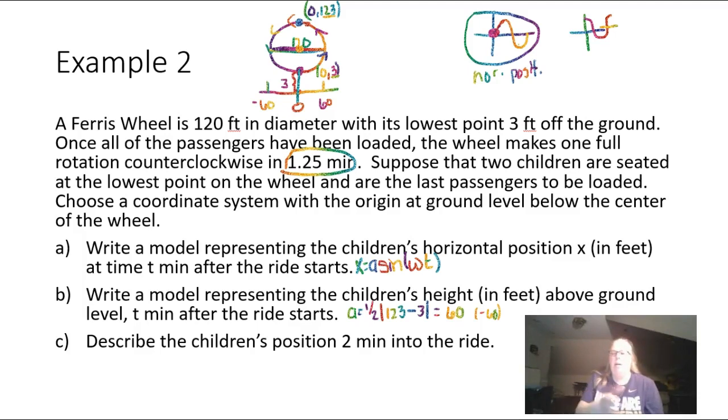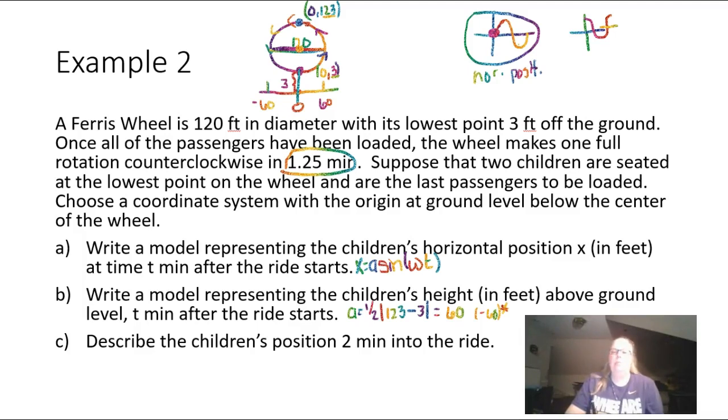So we're not talking about the left-right movement. Now we're talking about the up and down movement, and they are actually starting at the lowest point on the Ferris wheel. So when we plug it into our formula, we're going to plug in negative 60 instead of positive 60. Now, when the children start moving, height-wise, we're at the lowest point. The height's going to increase until it gets to its highest point, and then it's going to start decreasing.